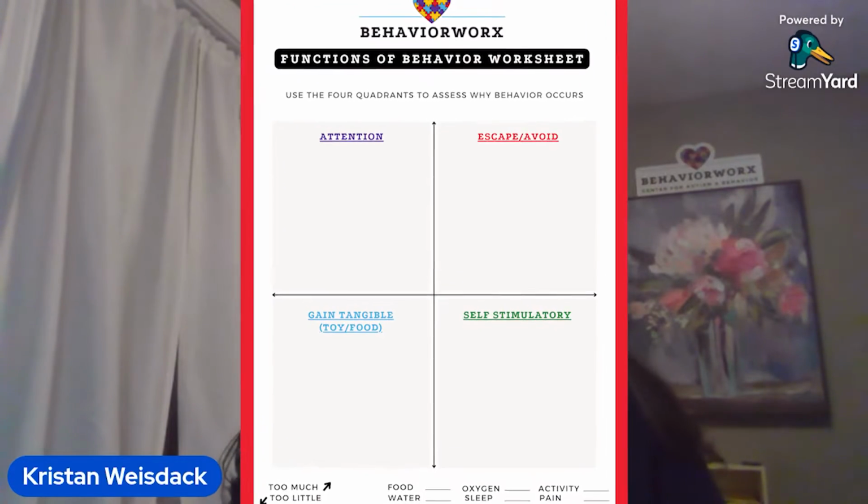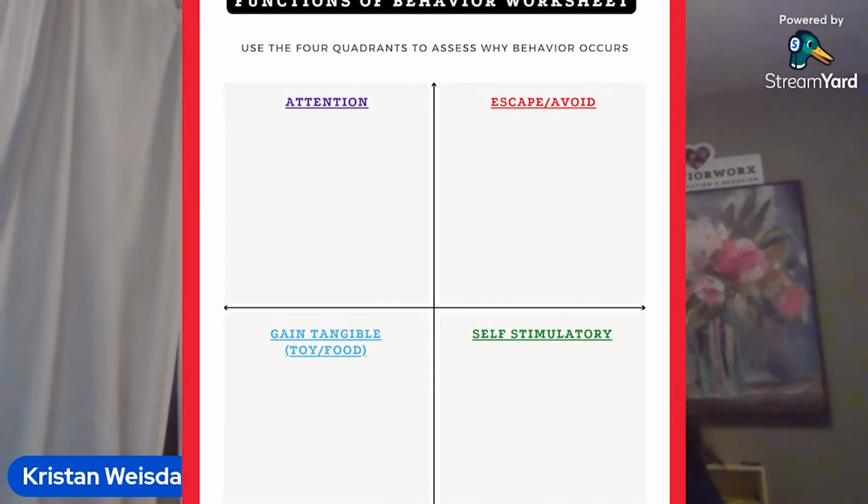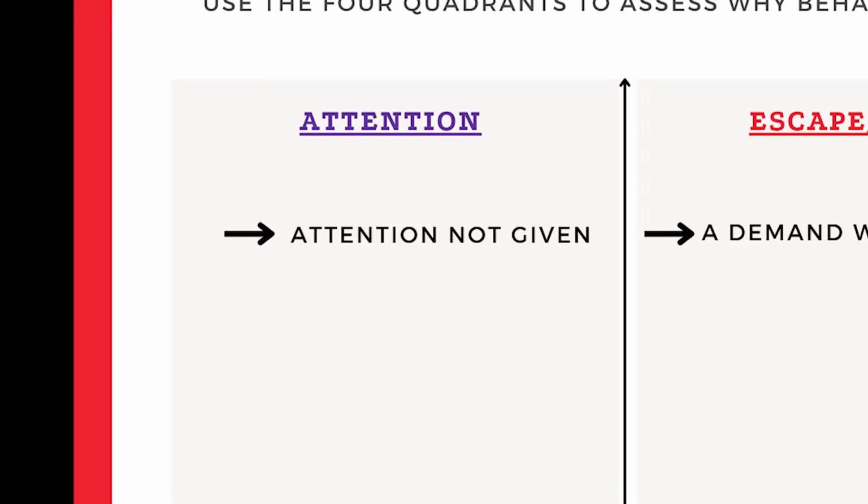And what I mean by that is generally behavior happens for 4 different reasons: attention, escape avoidance, gain tangible, or self-stimulatory. So what I want to start out in doing this video is just kind of a refresh. And we do this at the beginning of all of our behavior trainings. We talk about the 4 functions of behavior. So if you want to get out this sheet, the 4-quadrant sheet, and look at attention, I want you to just write no attention was given.